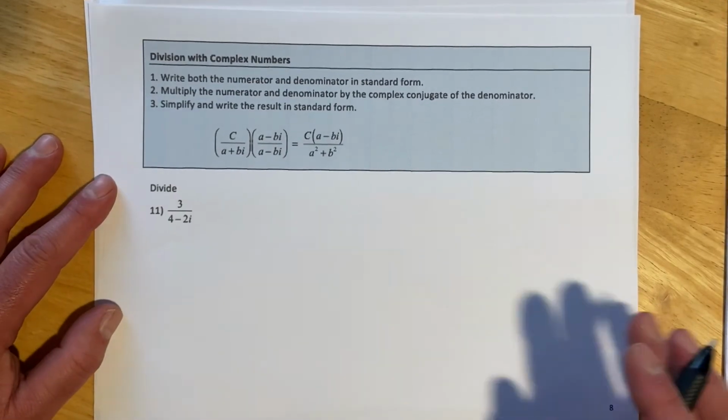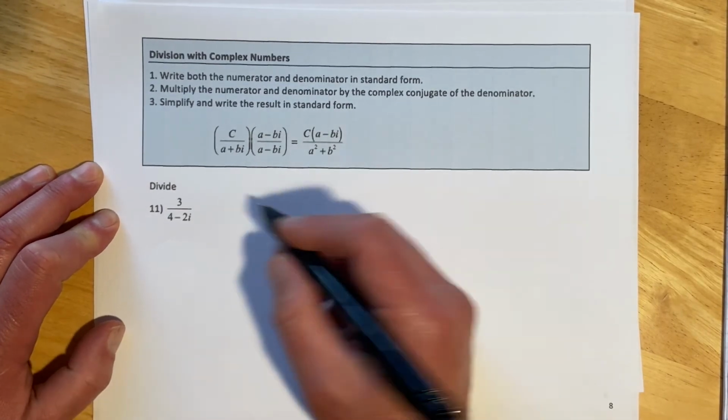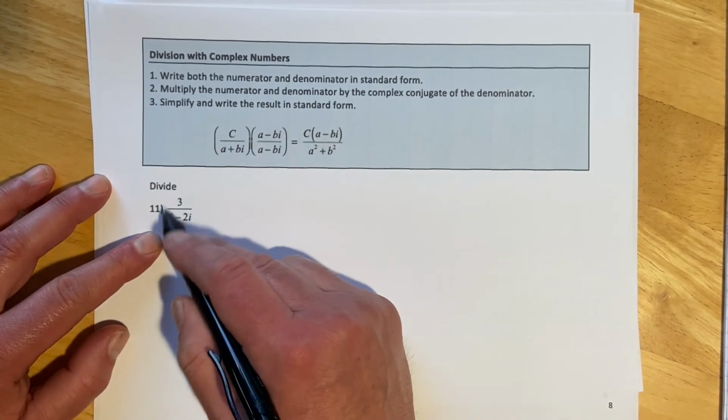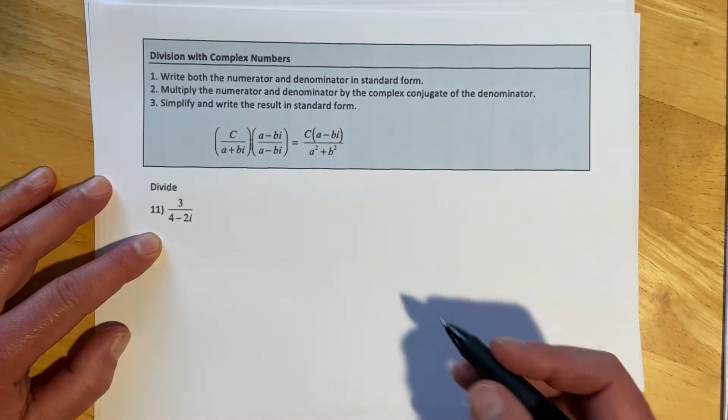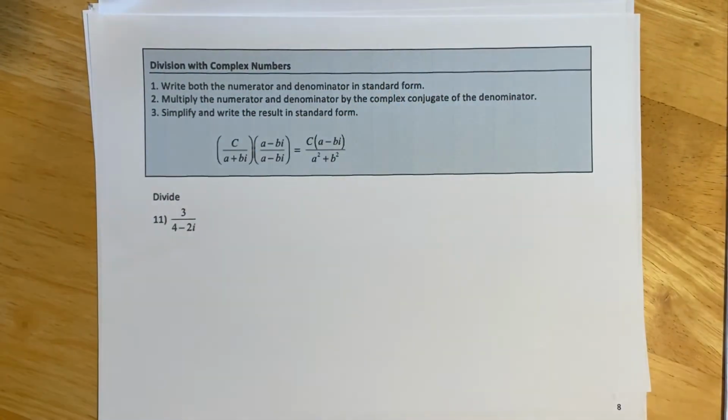Okay, so what can we do with complex conjugate pairs? As it turns out, we can use them to divide. So if I have something like this, where I have 3 divided by a complex number, which I could think of as 3, right, divided by a complex number, so it's division.